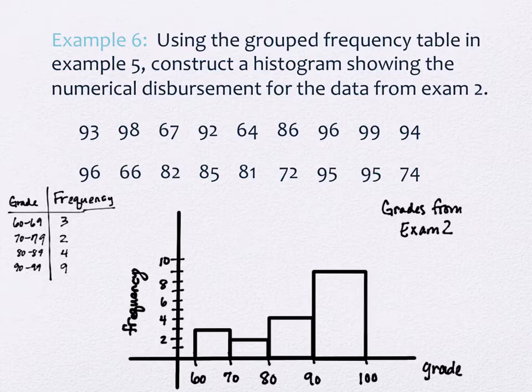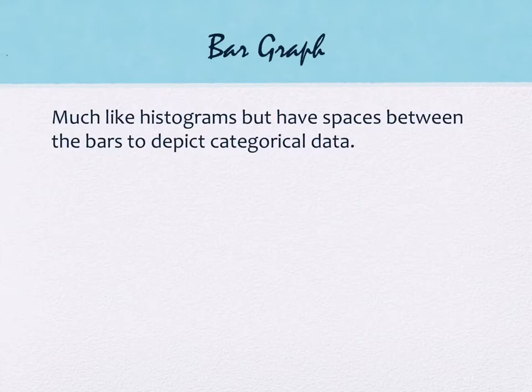So we're going to move into categorical data now. And so when we look at a bar graph, we're thinking more like categorical data. So much like a histogram, but they have spaces between the bars to depict categories. Okay, the categories are somehow different. Now, this is a little bit contrived for the example we're going to do. So instead of writing it from 60 to 100, we're going to write A, B, C, and D. Okay, that's kind of simplistic, but it is.